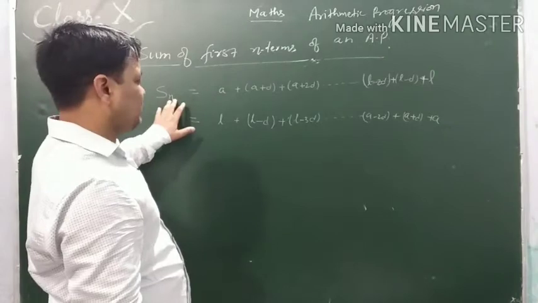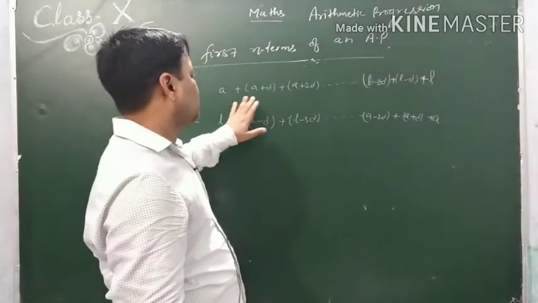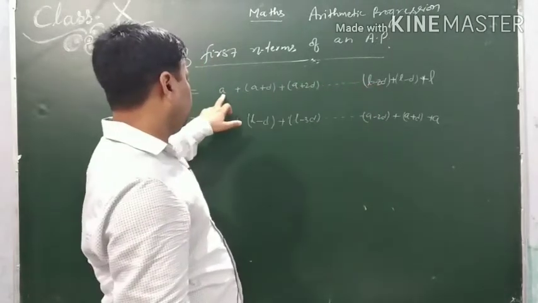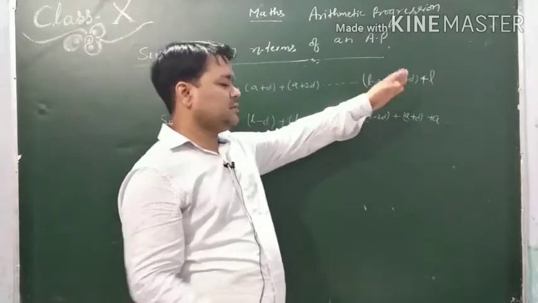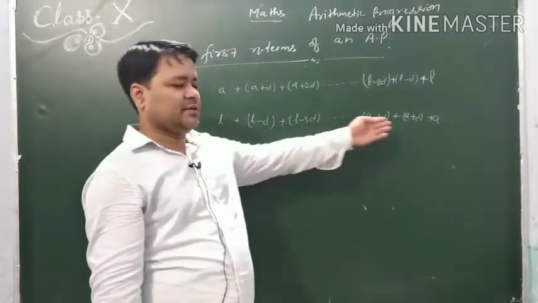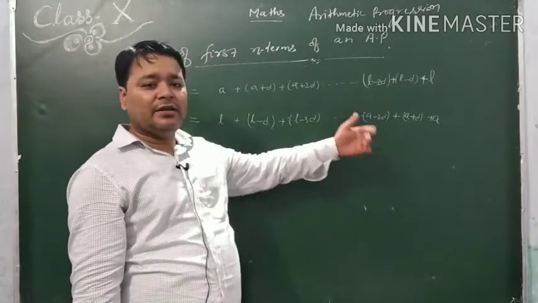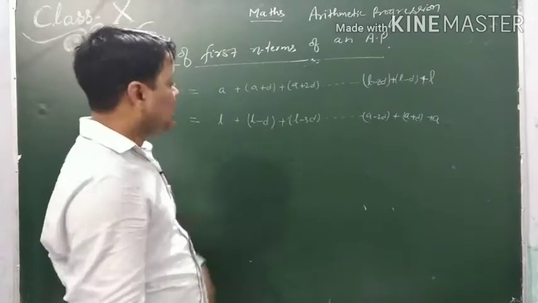In the first case, I am writing the arithmetic progression in ascending order. This is a series because there is a plus sign. So here it will be a plus d, a plus 2d, like that, and just after that in descending order. Okay, if this is ascending order, then this will be descending order. Now we add this.